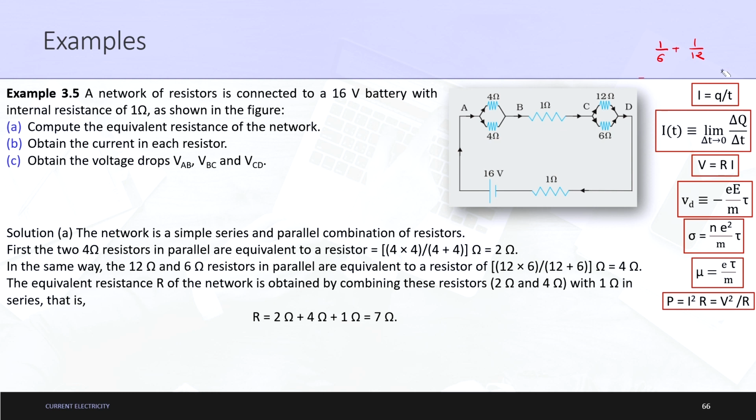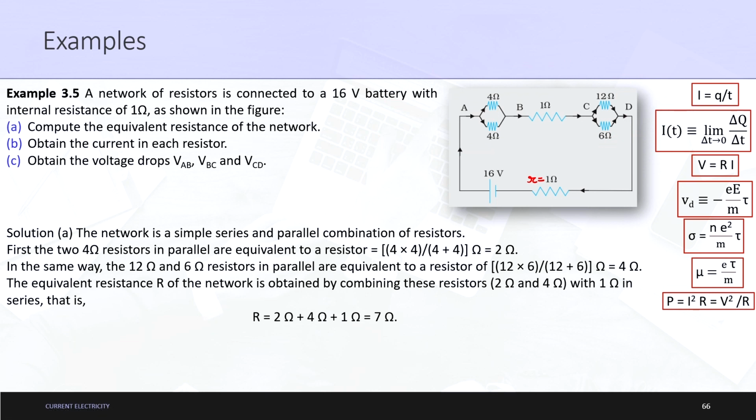Okay. So now let us move on with the discussion. What is the question being asked here? A network of resistors is connected to a 16 volt battery with an internal resistance of 1 ohm. Internal resistance, yes, so I was correct. This is the internal resistance, small r, as shown in the figure. Compute the equivalent resistance of the network. So the first question is this only. Let us look at the solution now.